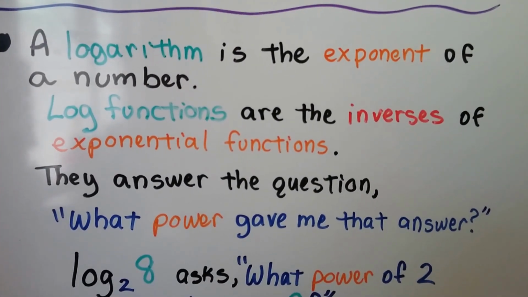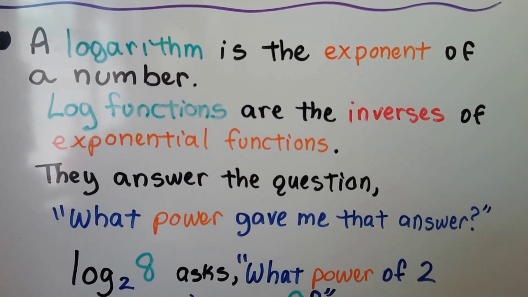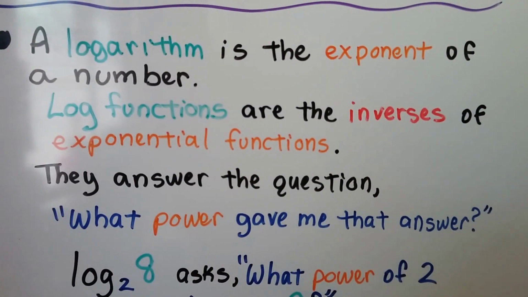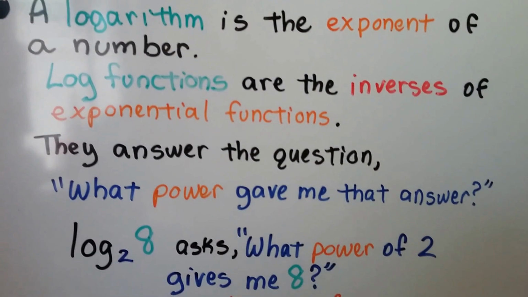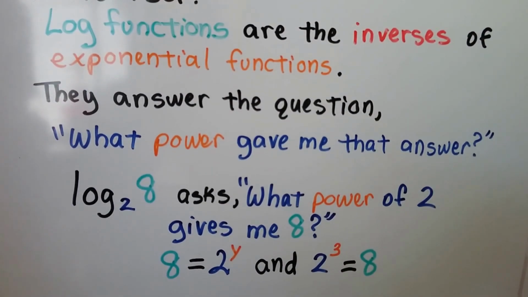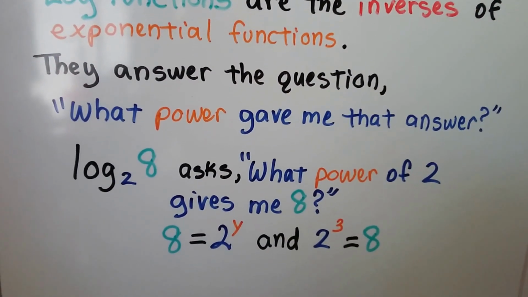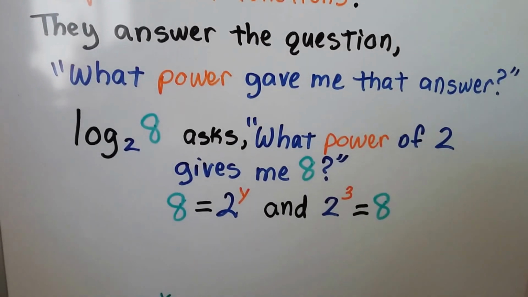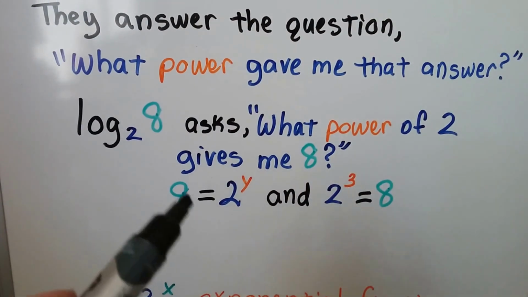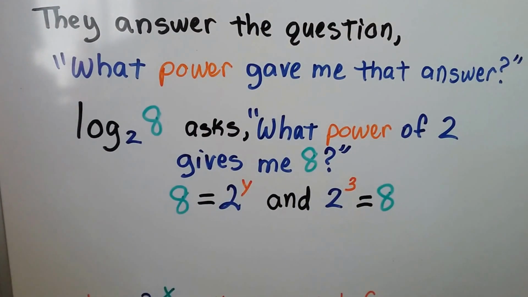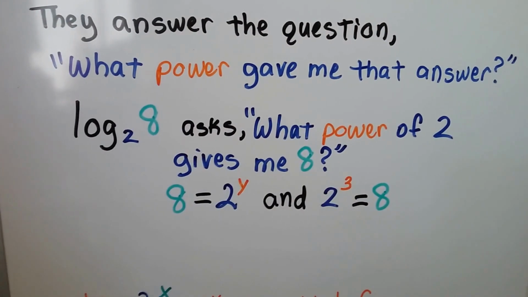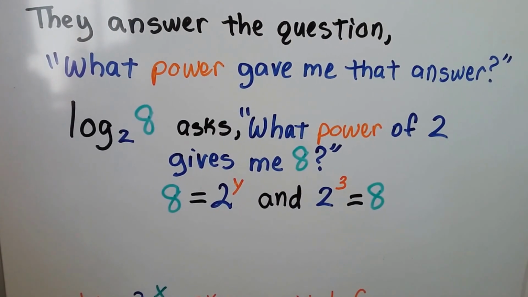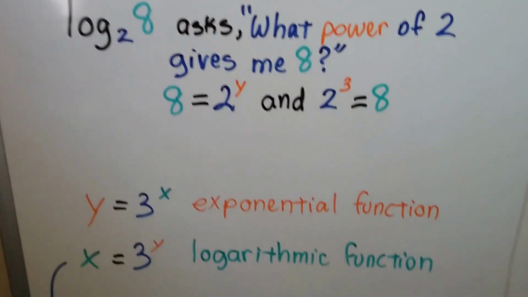We've now learned that. And log functions are the inverses of exponential functions. We just swap the x and y, don't we? And the answer to the question, what power gave me that answer. So log base 2 of 8 asks what power of 2 gives me an 8? Well, 8 equals 2 to the y. And what power can we put there to equal an 8? A 3. 2 times 2 times 2. So we know that it equals 3.